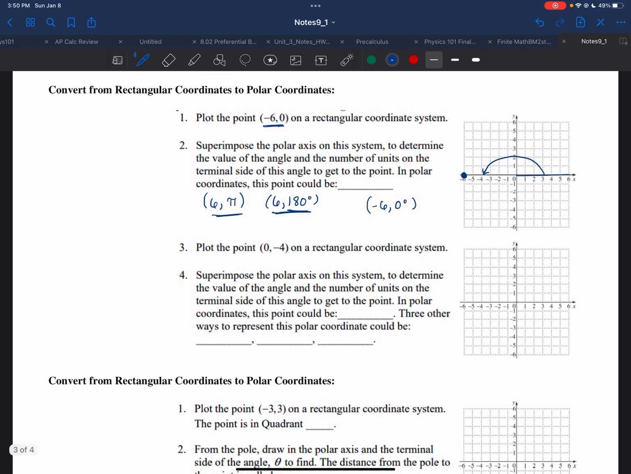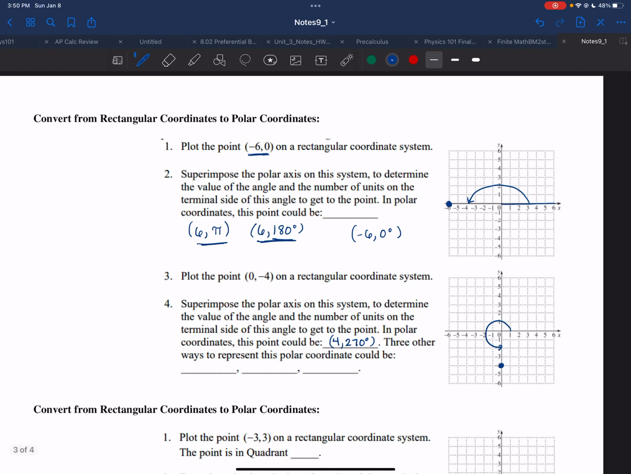Okay, so now let's go ahead and plot the point 0, -4. Okay, with 0, -4, I could do this angle here. I have 3 other ways to represent. Okay, so here they want us to do several. So let's go with 4 at 270 degrees.